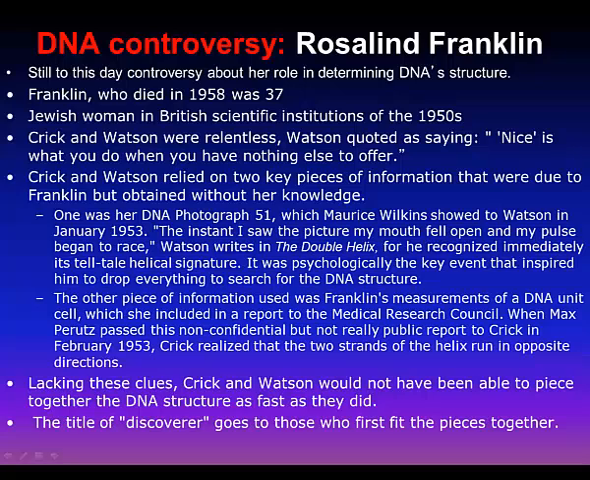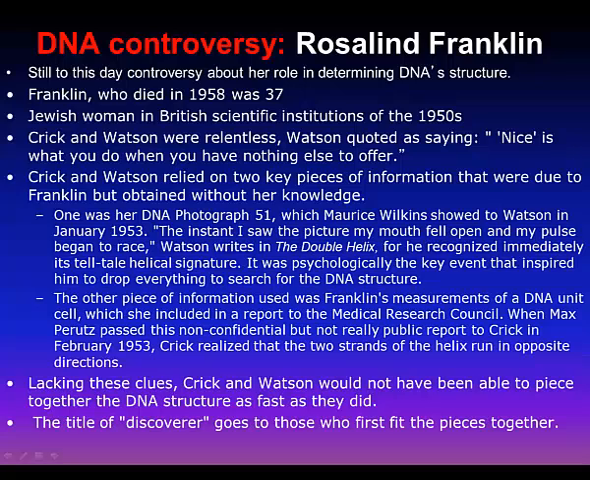So let's talk a little bit first about Rosalind Franklin. She actually died in 1958 when she was 37 years old. She was a Jewish woman who was working in British scientific institutions of the 1950s. You can imagine how difficult working environments were for women just in general back then, and in the sciences even more difficult.